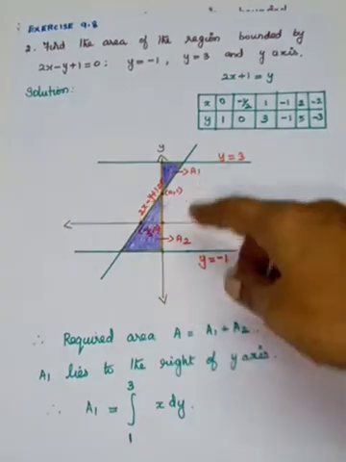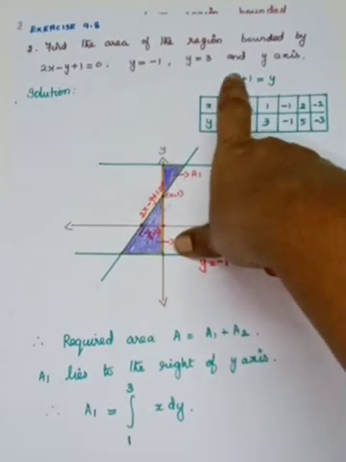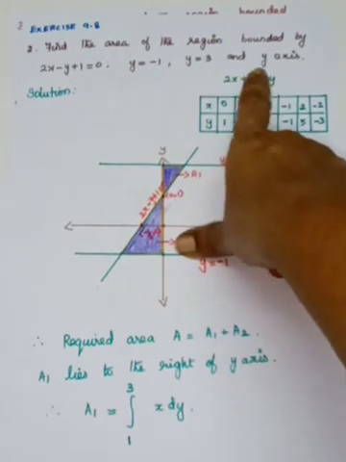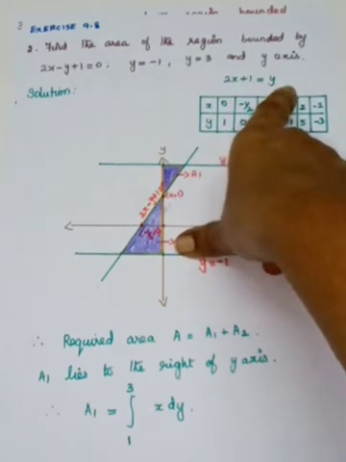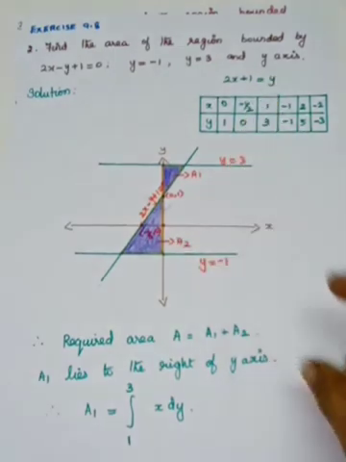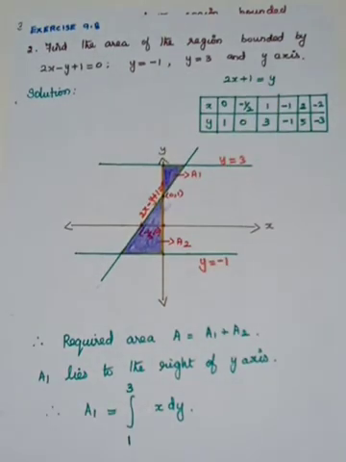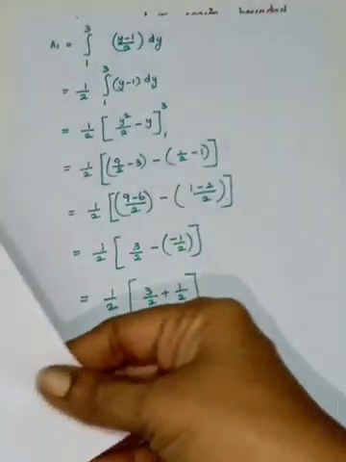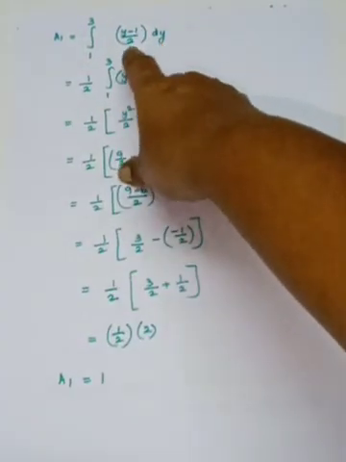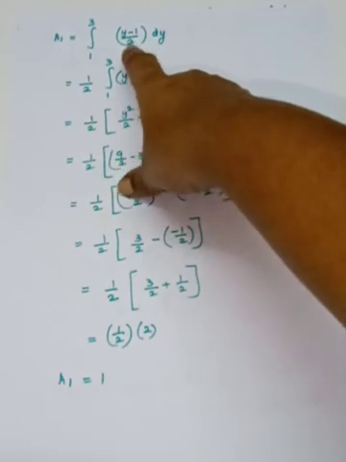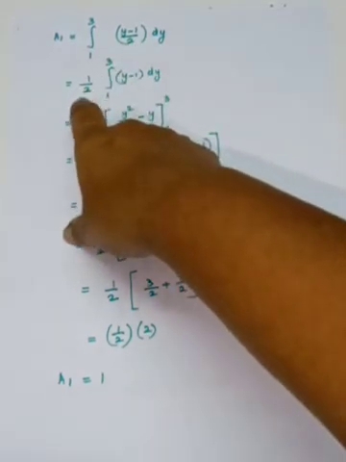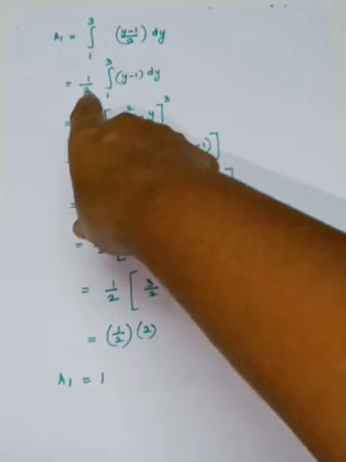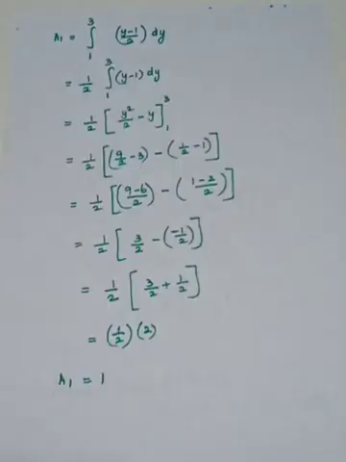This x has to be taken from the line 2x + 1 = y. When you take the +1 to the other side, it becomes -1. So 2x = y - 1, so x = (y - 1)/2. In the place of x, we have substituted (y - 1)/2. This 2 is a constant, so it is taken out. Since 2 is in the denominator, it is written as 1/2, and integral 1 to 3 (y - 1) dy.